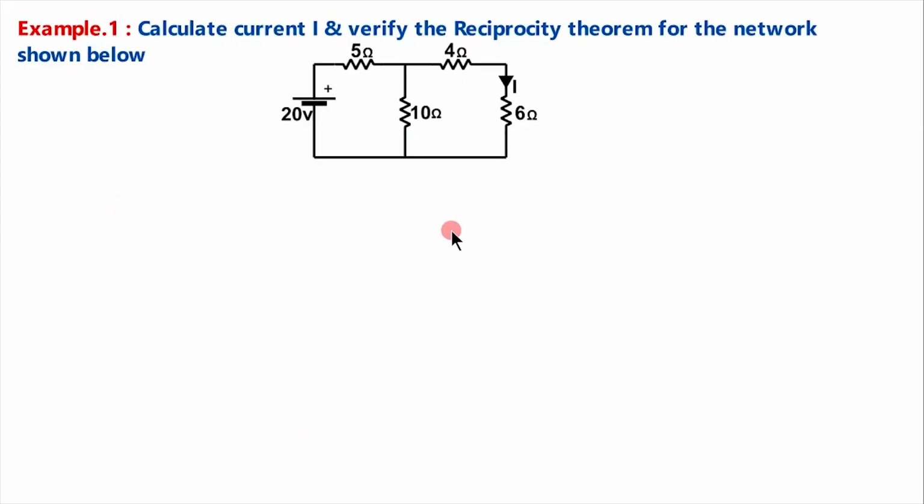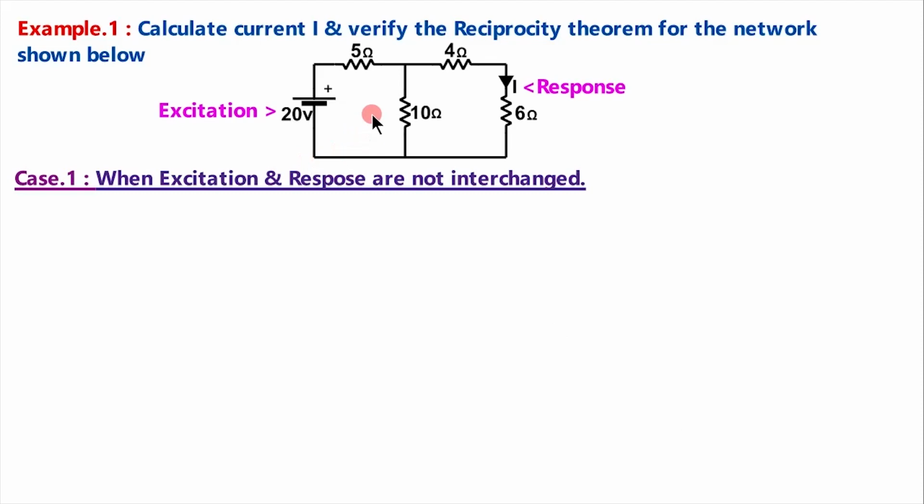In example 1, we are asked to calculate the current I and verify the reciprocity theorem for the given network. See here, this 20 volt is the excitation while this current I is the response. We have to find the response I when excitation is 20 volt. In case 1, we will solve the circuit when the excitation is 20 volt and response is I, which are not interchanged. We will solve it using mesh analysis.